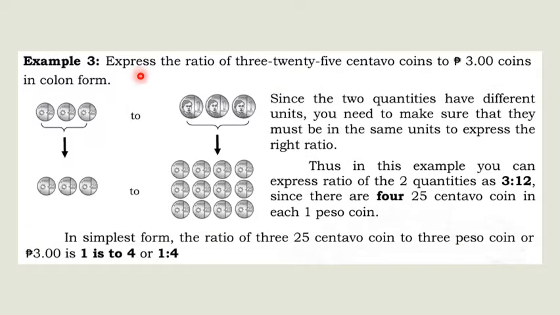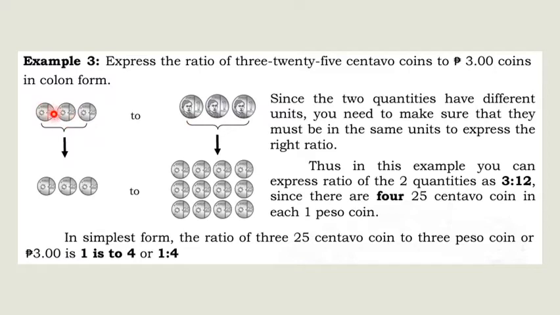Then, for example, number 3, let us express the ratio of 3 25-centavo coins to 3 peso coins in colon form. So, ito yung 25 cents. Tatlong 25 cents. Then, ito yung 3 piso. So, since the two quantities have different units, so magkaiba sila ng unit. Ito kasi 25 centavo. Ito, peso. So, magkaiba sila ng unit. Ang kailangan natin dito is gawin silang pareho ng unit.